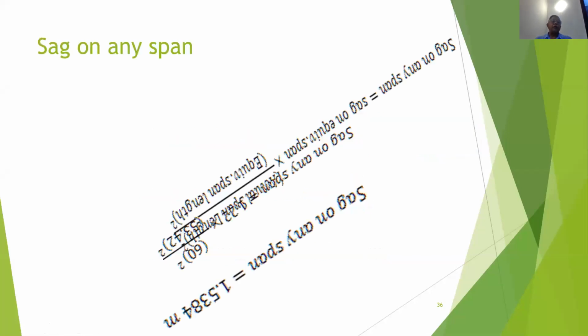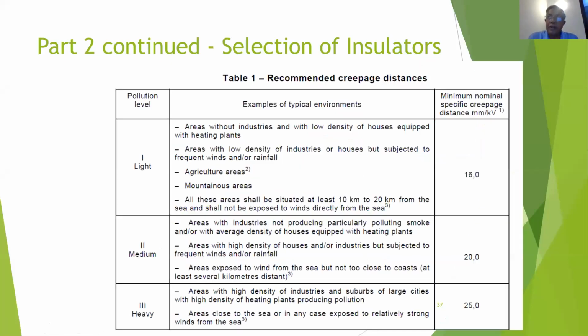Okay, part 2. Selection of insulators. So I think you can easily understand this. IEC 60071, table 1, gives you the recommended creepage distance. So now you know what the creepage distance of an insulator is.